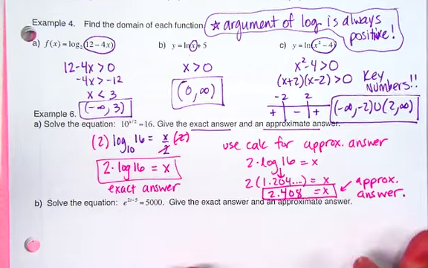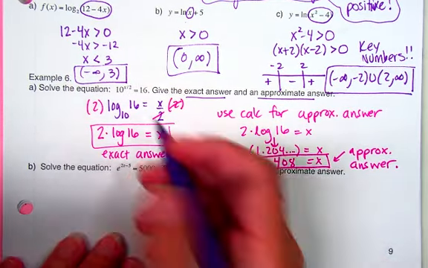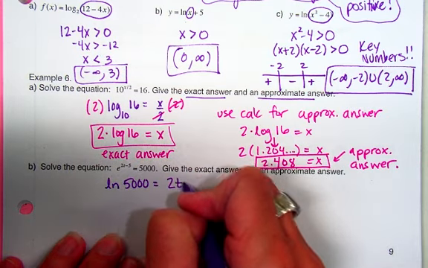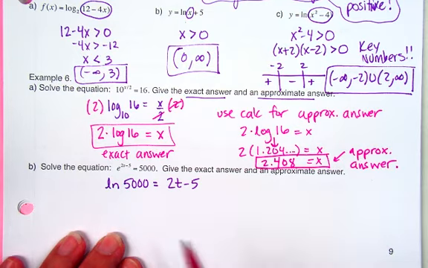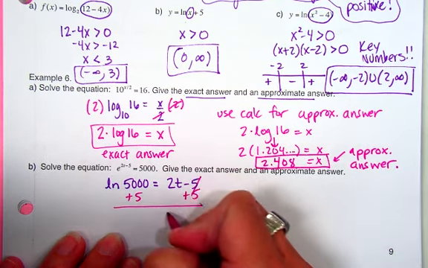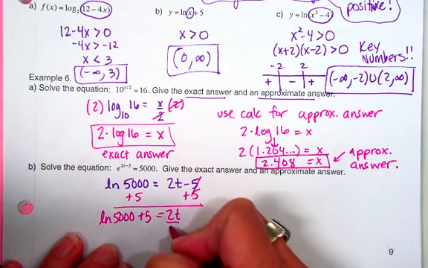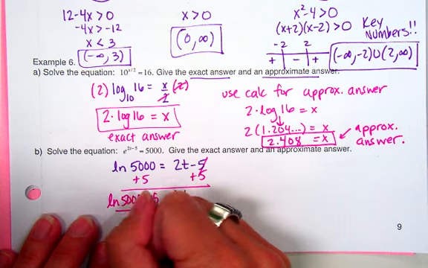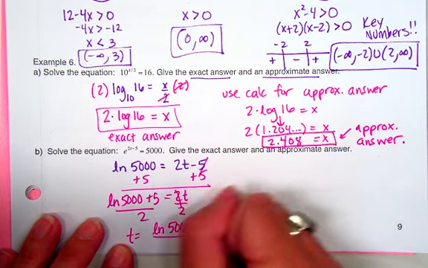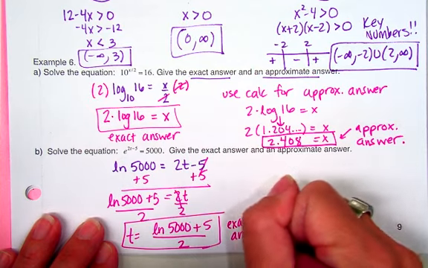Okay, for this last one, it's a natural log equation, but it's the same thing. So I'm just going to rewrite it as natural log of 5,000 equals 2t minus 5. Again, for exact answer, I'm going to keep it like this, not use my calculator. Add the 5. So then I just have natural log of 5,000 plus 5. Divide everything by 2. And so it would be natural log of 5,000 plus 5, all divided by 2. This would be my exact answer.